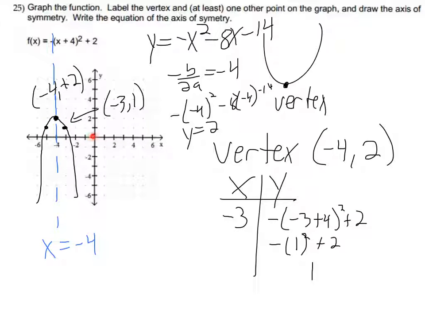I wouldn't use 0. If you plug in 0, you're going to be down at 14. You're going to be off your charts. So plug something in close to the vertex. Axis of symmetry is the x value of the vertex. x equals negative 4. And then you're good to go.